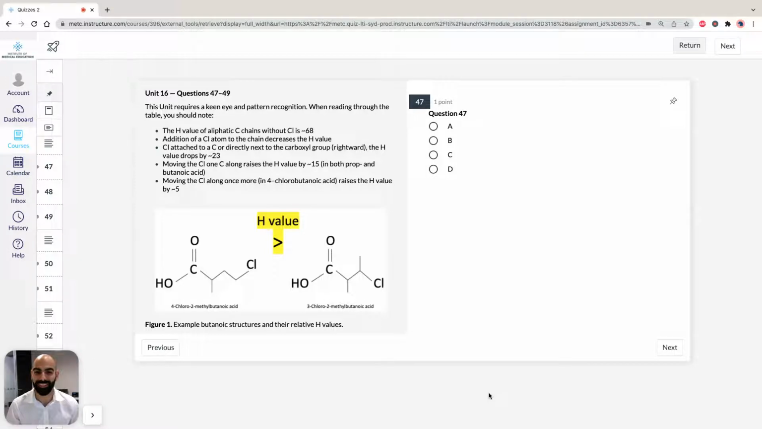Hi, I'm Hassan, the lecturer here at the Institute of Medical Education, and today we're going to take a look at solutions to Section 3 of ACER's GAMSAT Pink Booklet, Practice Test 3, specifically Unit 16, questions 47 to 49. And in this unit, we're going to take a look at some chemistry.